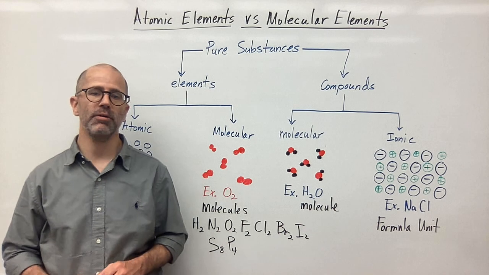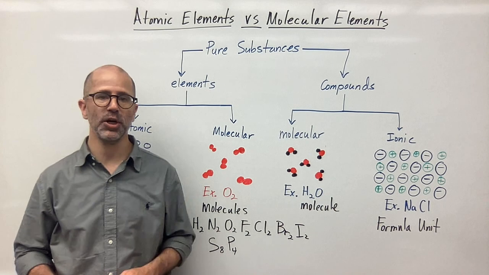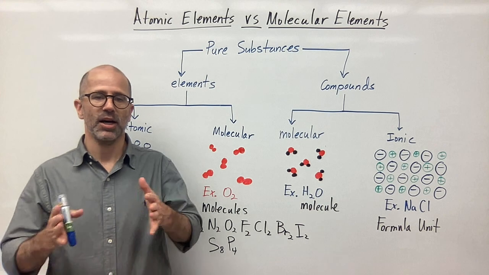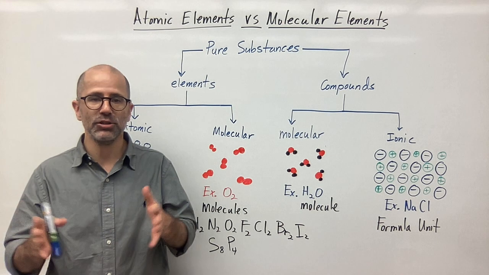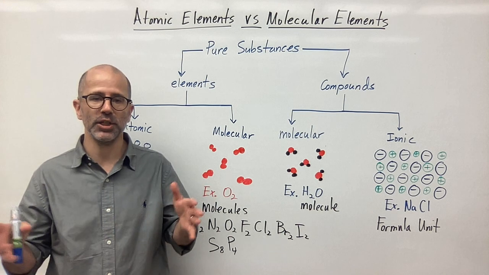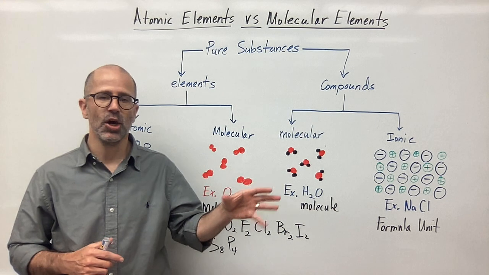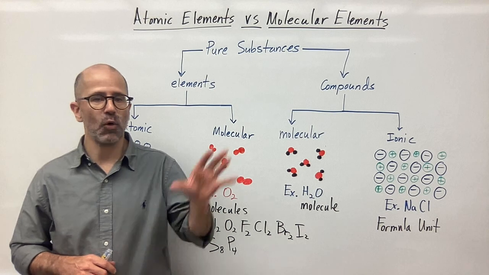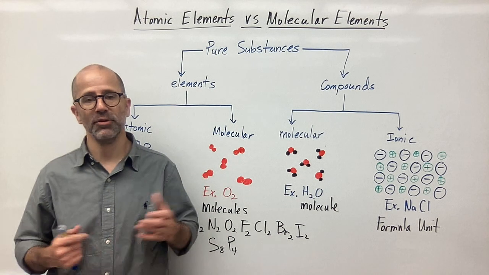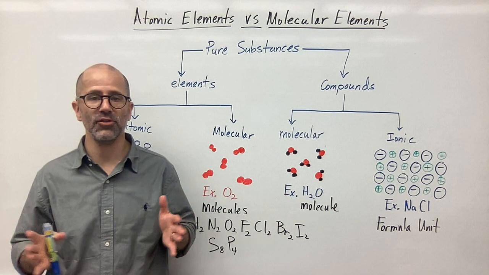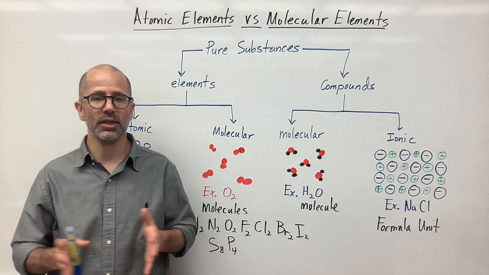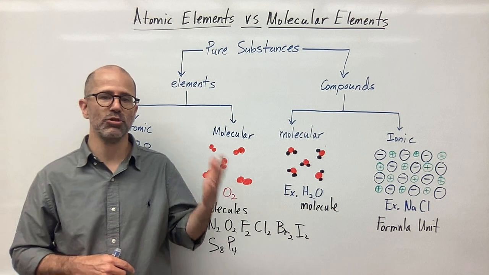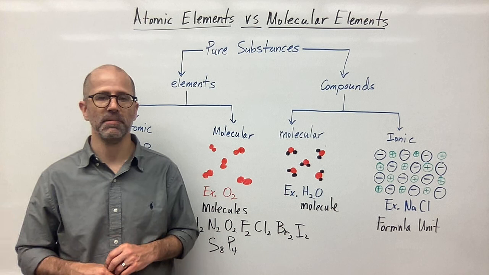So remember in my previous video, I looked at the division of matter as being divided into two categories. One was pure substances, those substances that don't vary in their composition, right? It's always going to be the same amount of stuff to make up that particular substance. Like water is always going to be two hydrogen and one oxygen.